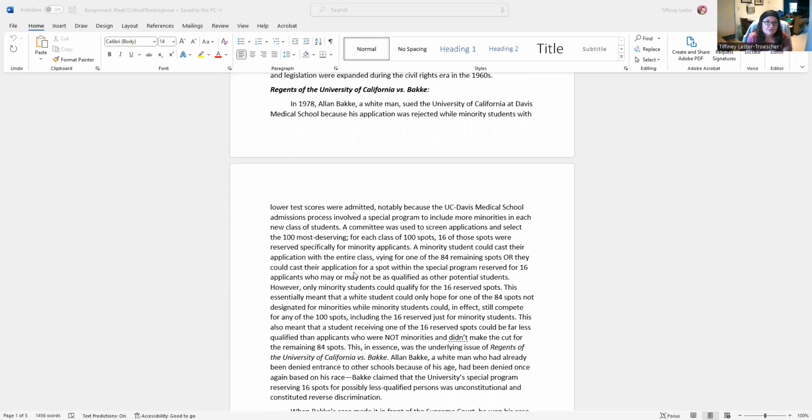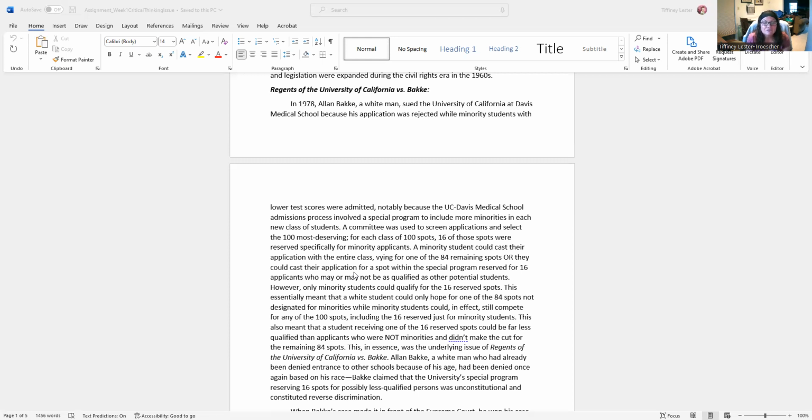However many of those students do not get in those 84 spots, they could still be more qualified and deserving than the students who got the 16 spots reserved for minority applicants, right? So this is the underlying issue of the Regents of University of California versus Bakke. Alan Bakke had already been denied entrance to 2 other schools because of his age. He'd already been discriminated against because of his age. And then had been denied again at UC Davis Medical School because of his race.